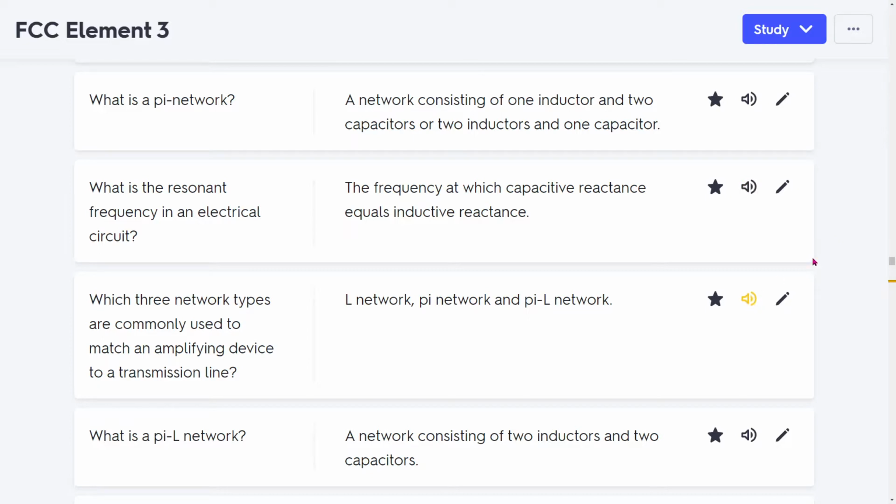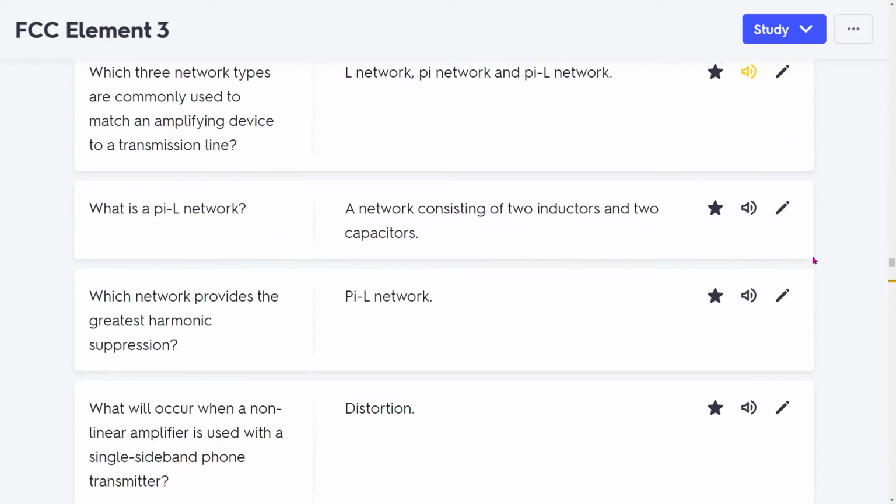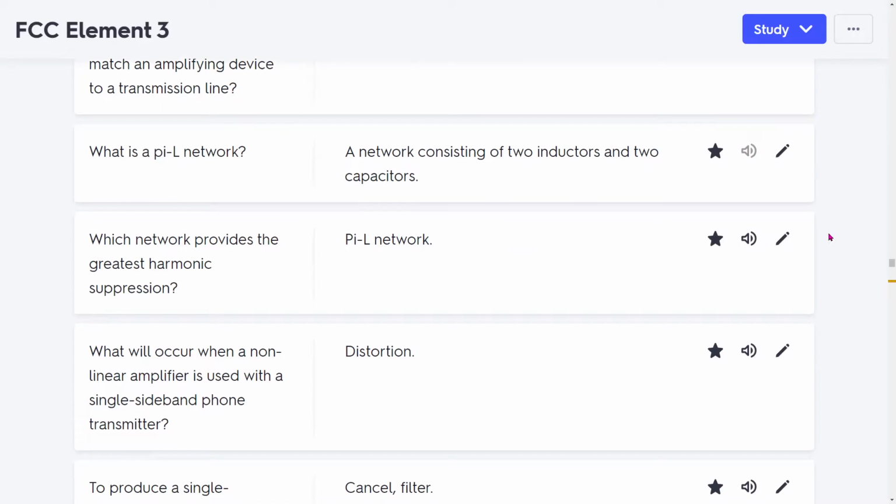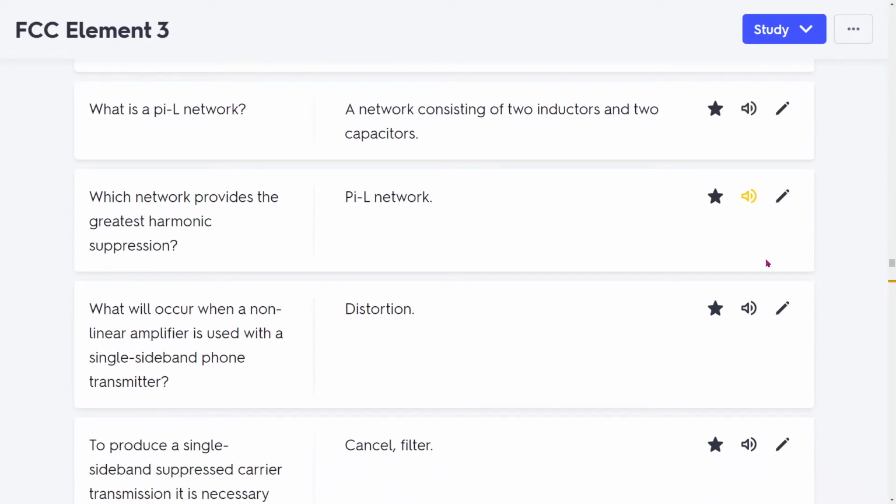Which three network types are commonly used to match an amplifying device to a transmission line? L network, pi network and pi-L network. What is a pi-L network? A network consisting of 2 inductors and 2 capacitors. Which network provides the greatest harmonic suppression? Pi-L network. What will occur when a nonlinear amplifier is used with a single sideband phone transmitter? Distortion.